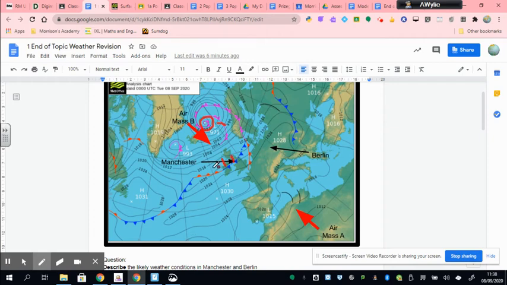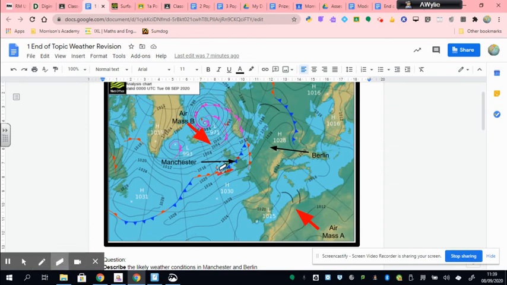I would also say that because winds travel in an anti-clockwise direction, following the isobars, your description of the wind direction will be that the winds are coming from the southwest. Remember, winds always follow the isobars in the direction of travel depending on whether you're high or low. So low pressure winds are always travelling in an anti-clockwise direction and following those isobars. Okay, so that's what we can say about Manchester.